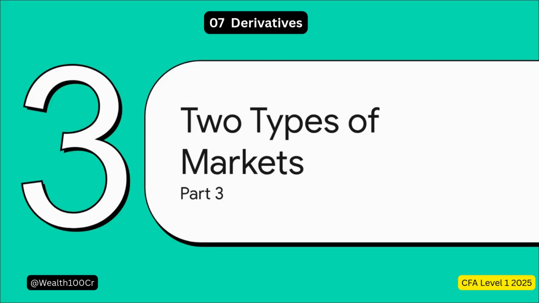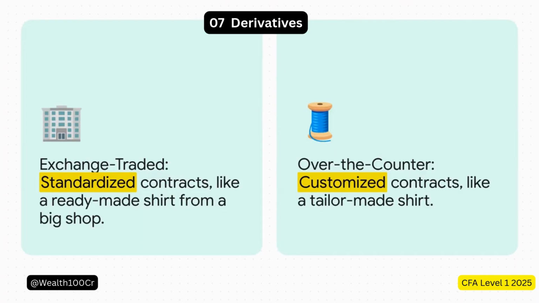Excellent. We are making such good progress. Now, the next question is, where do you get these derivatives from? Where are they bought and sold? Well, there are two main kinds of markets. And to understand this, let's think about something simple we all do, buying a shirt. So imagine you need a new shirt. You have two choices, right?